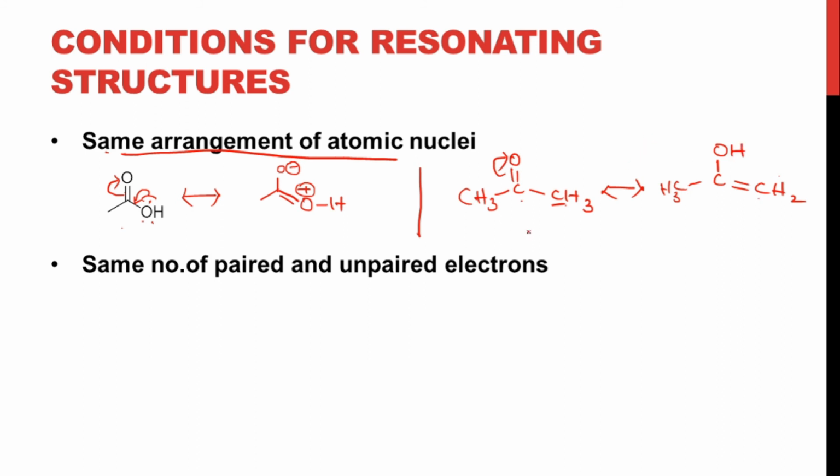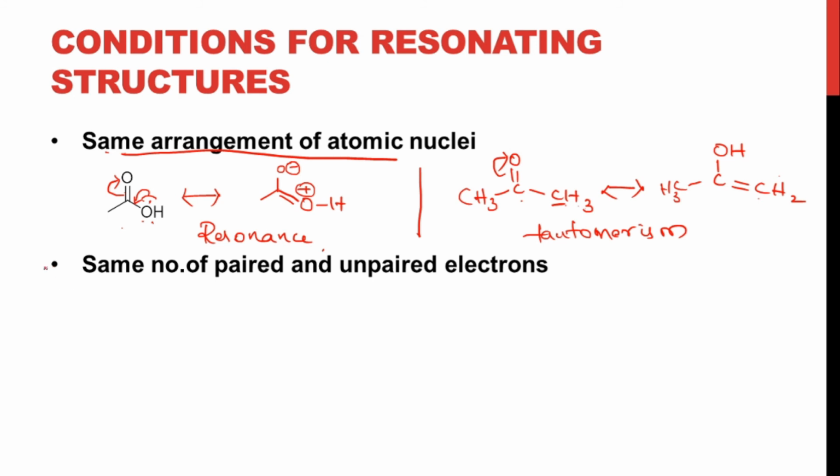So here you can observe the arrangement of atoms has changed. The hydrogen atom from here is moving towards the oxygen atom. So now this is tautomerism. Okay, this is tautomerism, and this is resonance. So this is the only difference you can see between tautomerism and resonance.